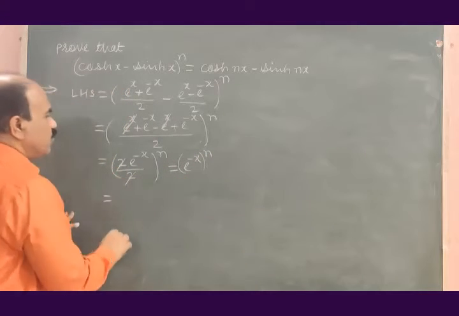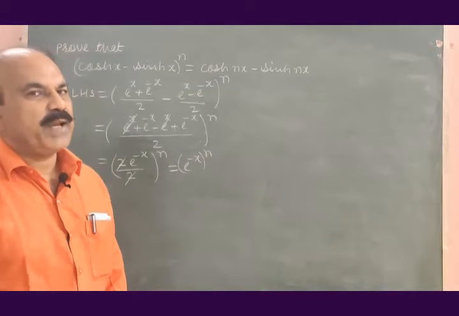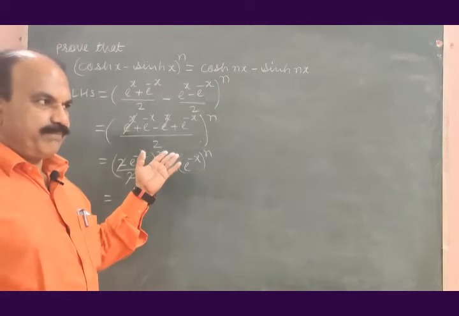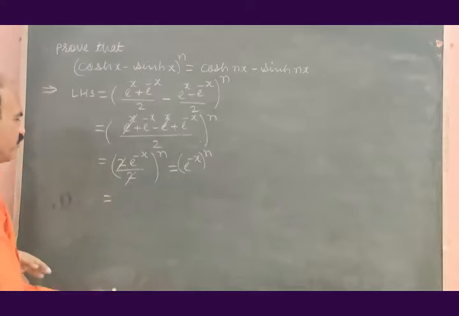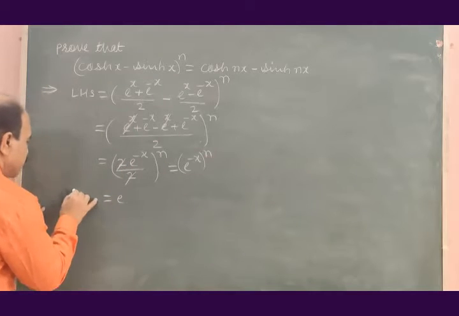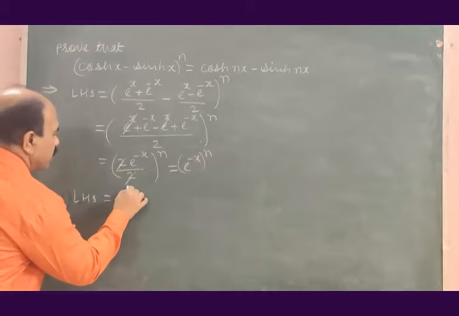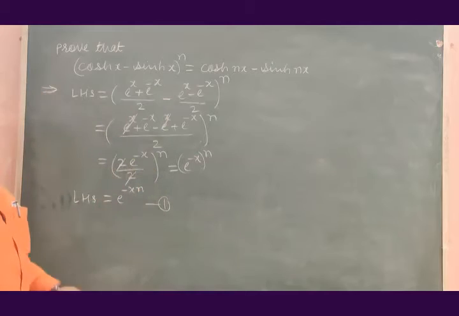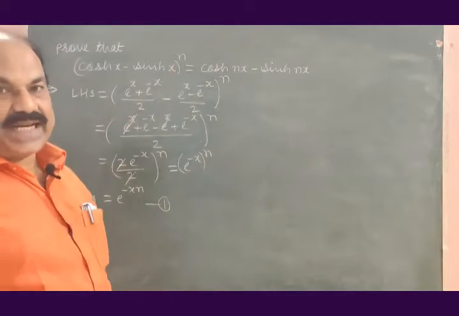This is equal to, I have given one formula of this type in exponential functions, and this is what LHS is equal to: simply e to the power minus xn, equation number 1. Okay, after that let us go to the RHS.